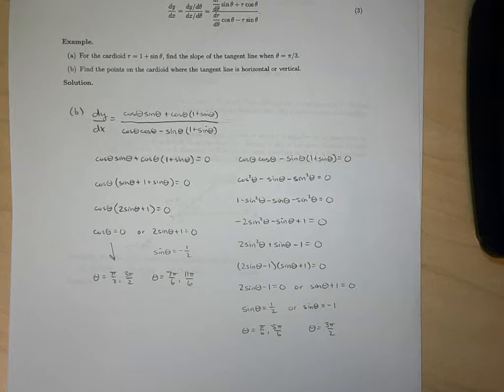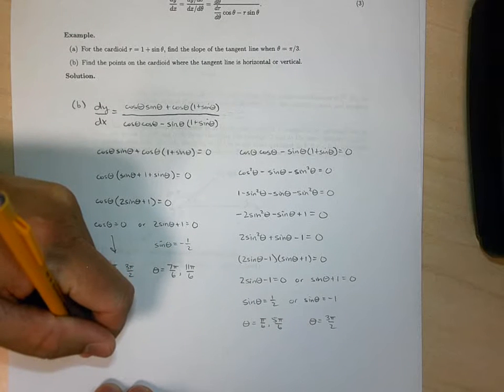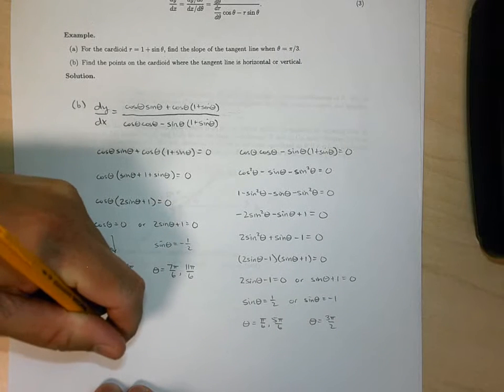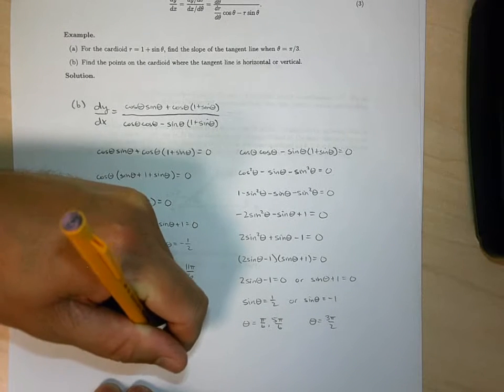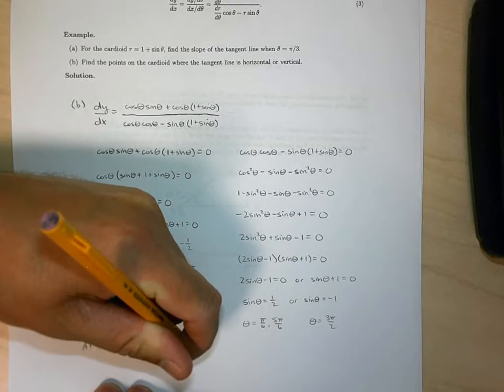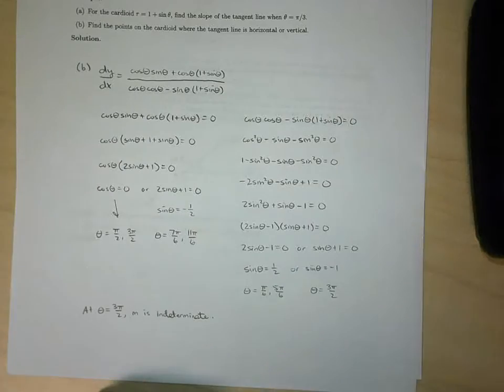Let's address and find out what's happening at 3 pi over 2, and then we'll summarize all the ordered pairs where we have the horizontal and vertical tangent lines. So at theta equals 3 pi over 2, m, the slope of the tangent line, is indeterminate. So let's figure it out by using a limit. In other words, what's happening as theta approaches 3 pi over 2? What's happening to the tangent lines?